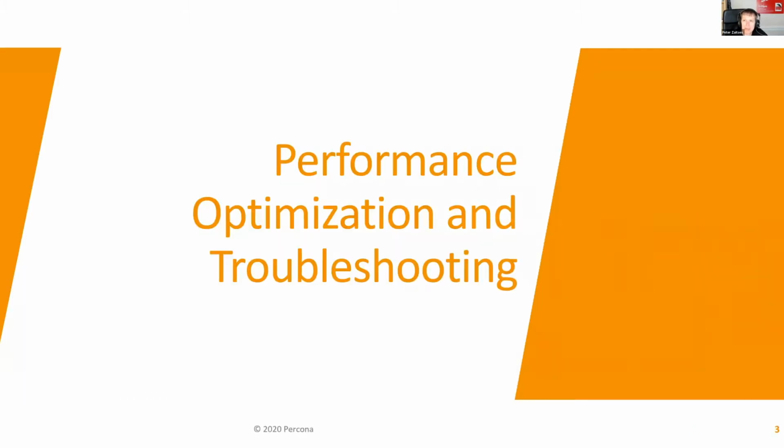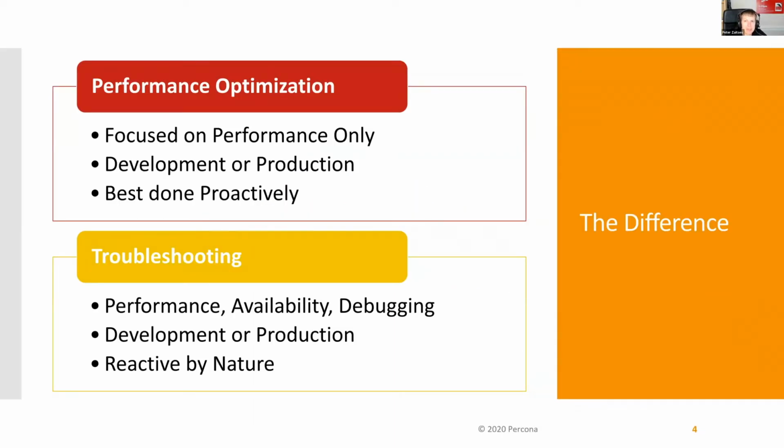So let's look at performance optimization and troubleshooting, right? I'm using those terms, and I like defining terms. So what is the difference between those two? Now, if you think about performance optimization, obviously it is focused on performance specifically, and related things like scalability, managing the cost, and so on and so forth, right?